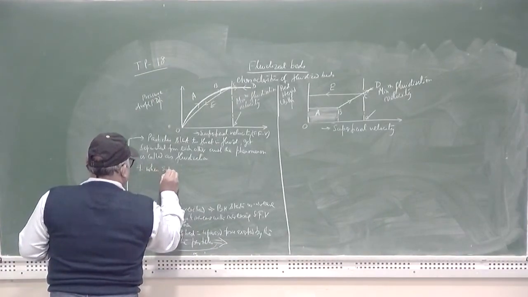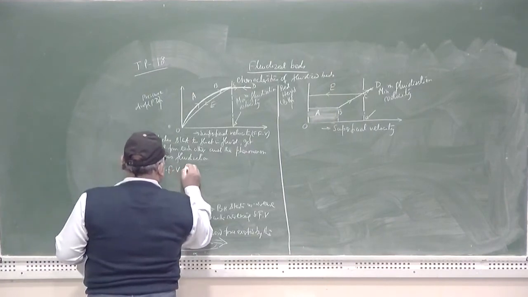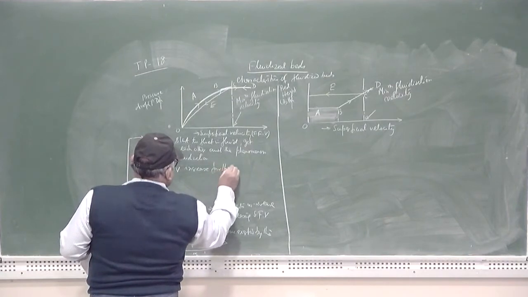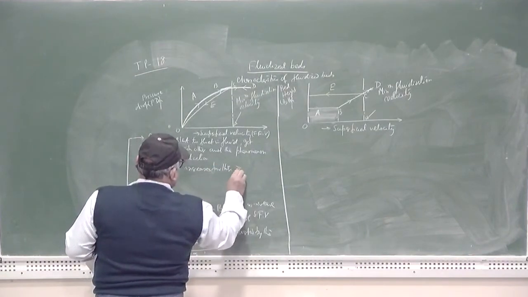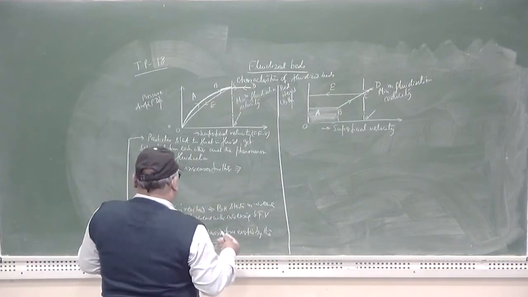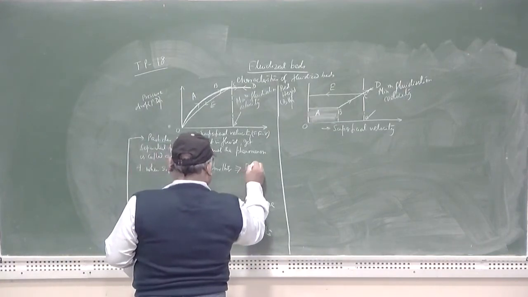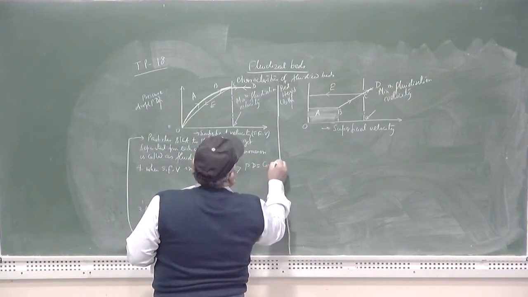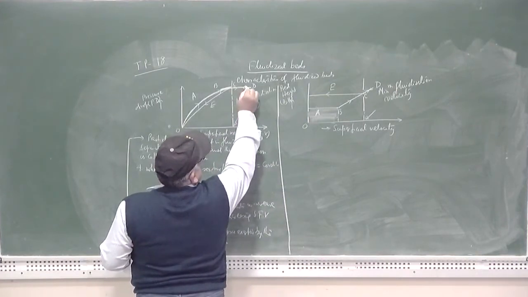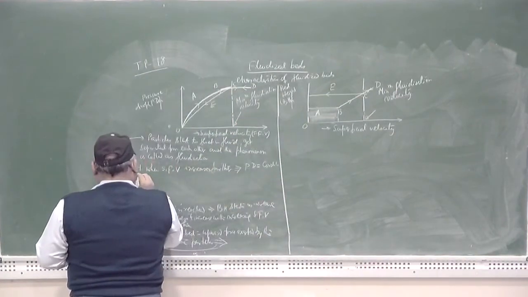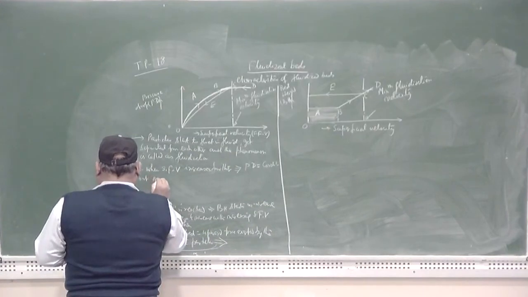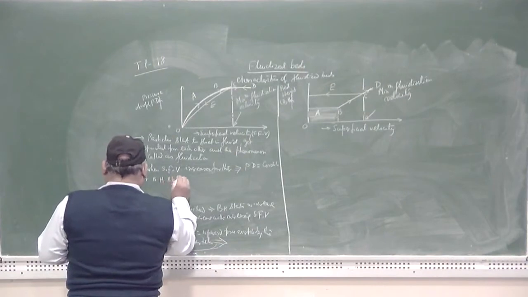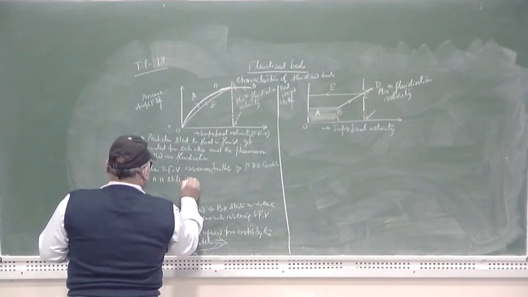When superficial velocity increases further, then pressure drop is equal to constant, but bed height still increases.